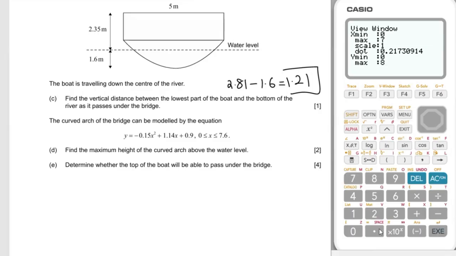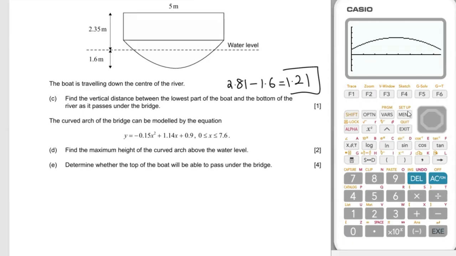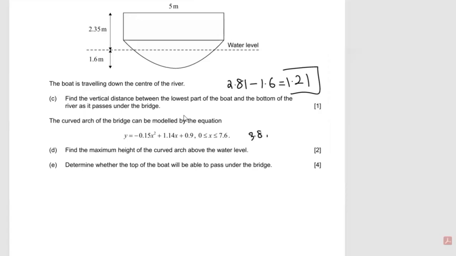7.6. And let's make the y window, because there are some negative values underneath, I'm going to put -3 to 3, or let's say maybe 5. I'm just setting it myself. So this is what it looks like. Go to G-Solve and I can check the max, so the maximum point is 3.8 and 3.066. So they're asking for the maximum height, so the height should be 3.07 meters. That's it.